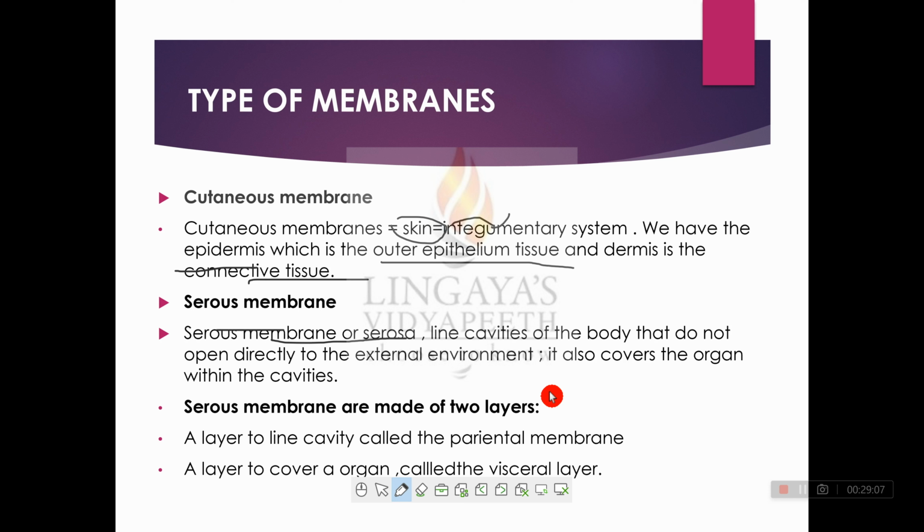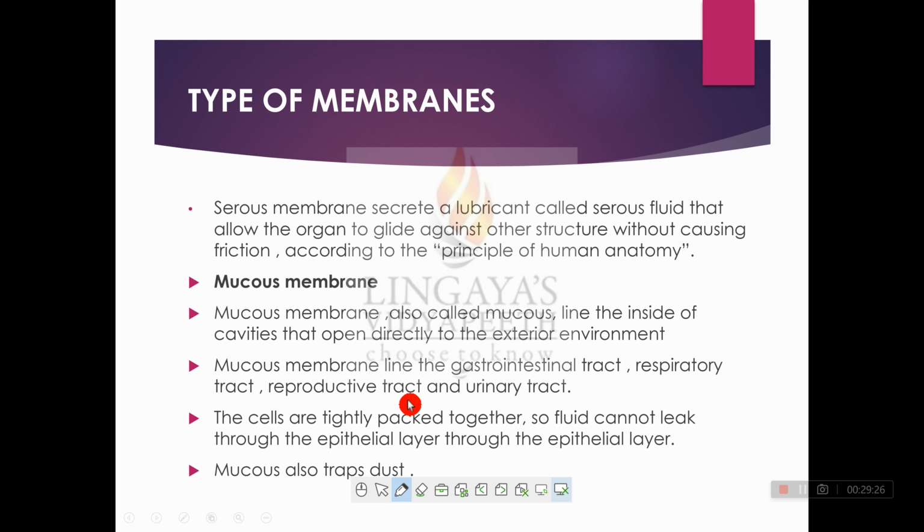Serous membranes have special names given according to their location. For example, the serous membrane that lines the thoracic cavity and covers the lungs is called pleura. It is made up of two layers: first is the parietal layer, and the layer that covers an organ is called the visceral layer.